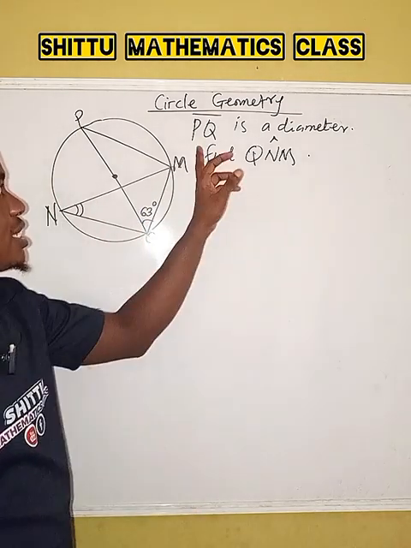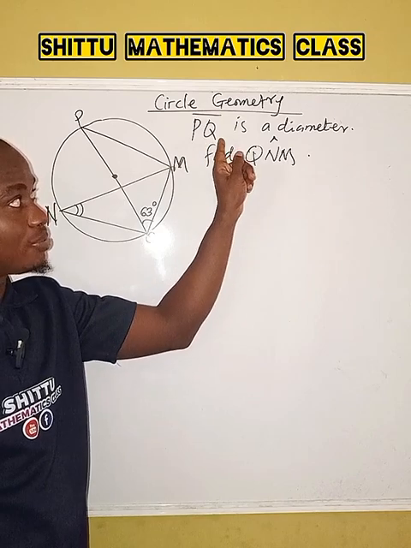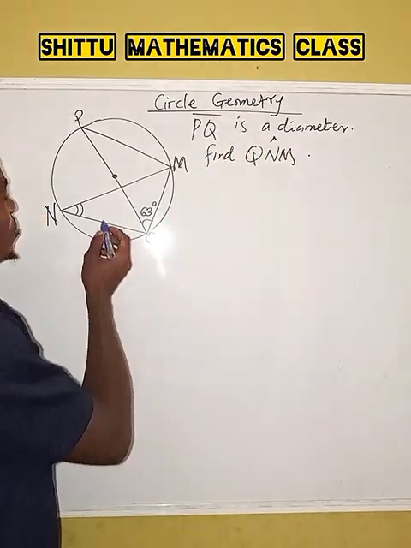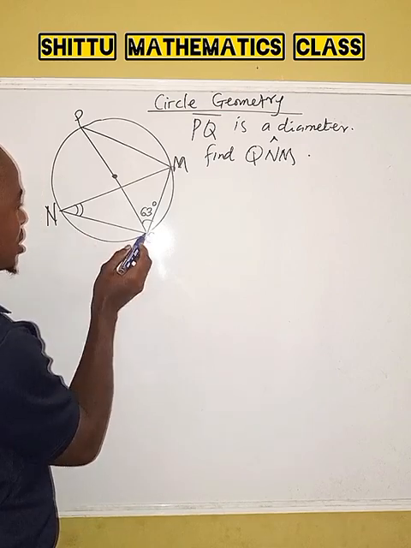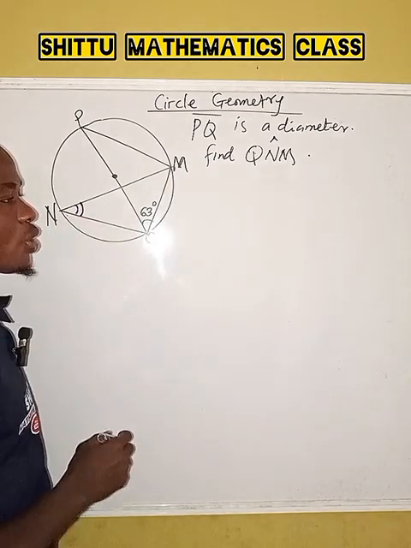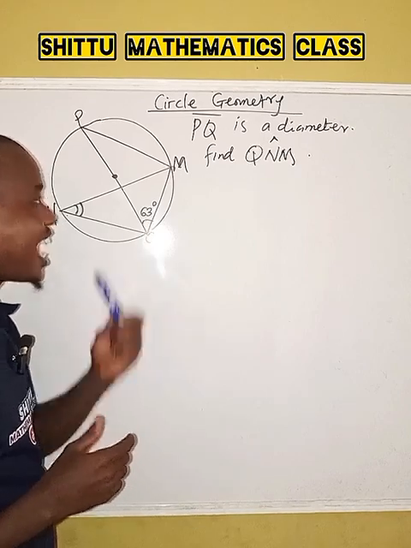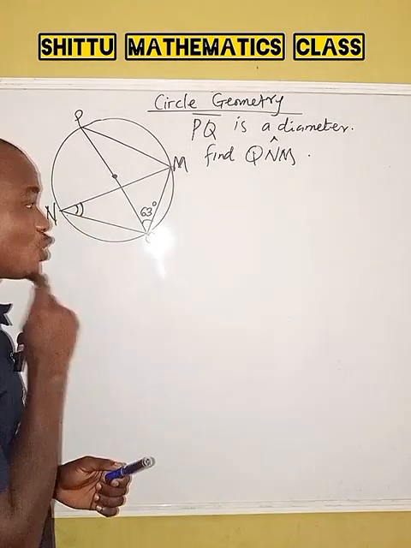The fact that they said PQ is a diameter is very important. That is why they put it there. So from there, what are we going to do? The QNM that they asked us to find, we want to know this angle here. We are given just one angle here. So how are we going to get this one now? I would like you to stay focused and see what we are going to do.